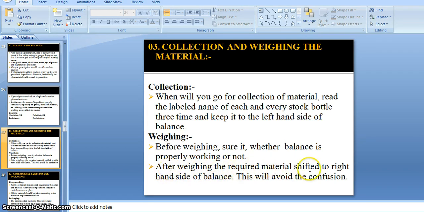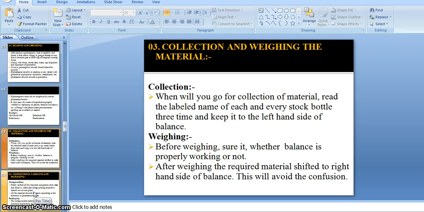After completion of properly weighing the required material, it is shifted to the right hand side of the balance. After properly weighing, it is necessary to shift all the weighed material to the right hand side of the balance. If the pharmacist does it this way, he will not get any confusion, otherwise he will get confused. Okay, this is the proper handling procedure.